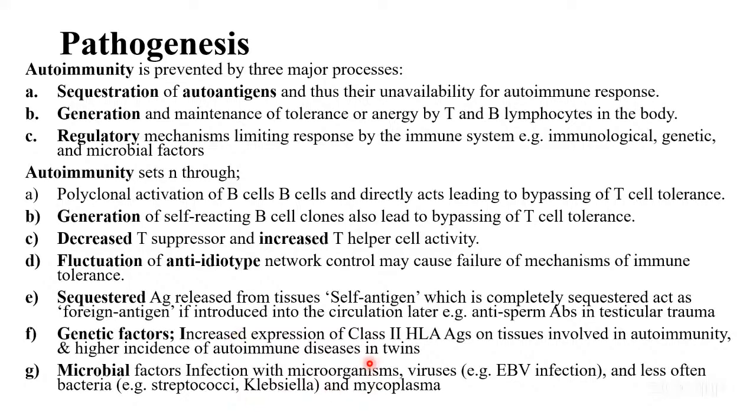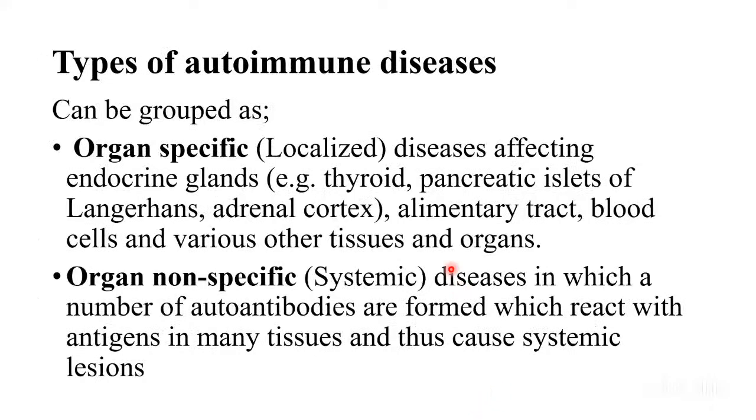Genetic factors such as expression of class 2 human leukocyte antigens on tissues are involved in autoimmunity, and there is a higher incidence of autoimmune disease in twins, which means that there is a genetic reason why these twins are going to have increased autoimmunity within themselves. Then microbial factors such as infection with microorganisms such as viruses, and we have Epstein-Barr virus and others such as Streptococcus, Klebsiella and Mycoplasma. And we know that these organisms release toxic substances that also mediate the immune activity.